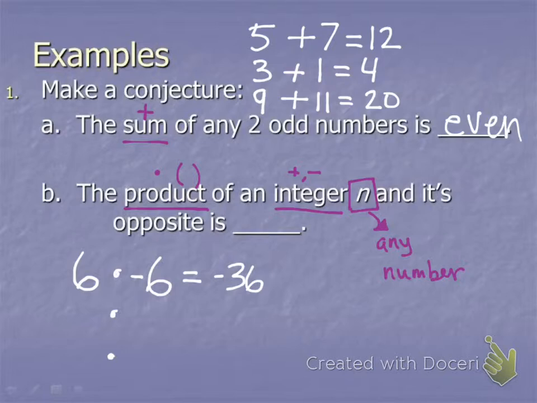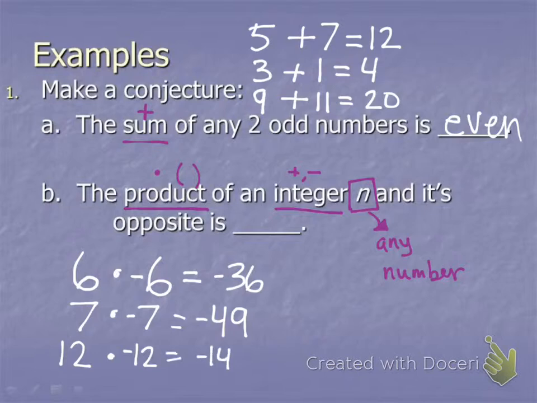Give me another n value. 7. The opposite of 7 is negative 7. What's 7 times negative 7? Negative 49. Very good. Can I get another one? 12. What's the opposite of 12? Negative 12. And 12 times negative 12 is negative 144. What are you noticing about all these answers? The answers are all negative. Negative. That is my conjecture. Very good.